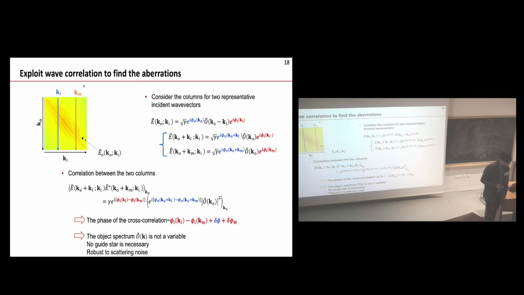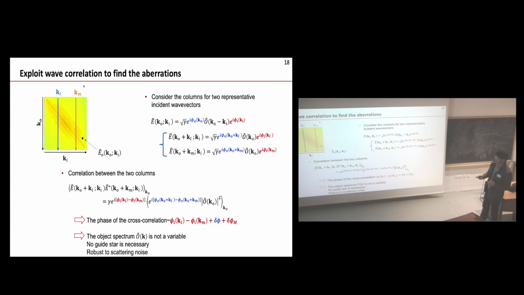So this approach is very unique because we don't treat the object as a variable. We are not trying to find the object, right? The object is not a variable at all, which means you reduce the effective number of variables. This is very critical, especially when you want to solve the inverse problem. Another thing is there is no assumption about the guide star. So no guide star is necessary, and it is also very robust to scattering noise.